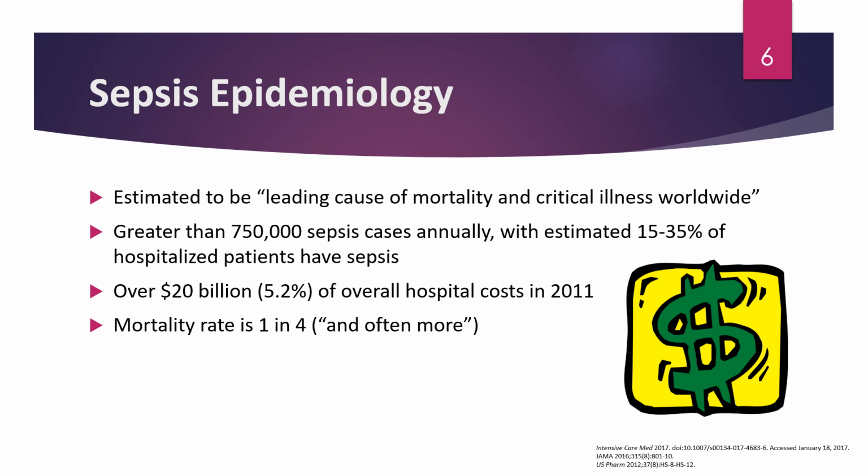It's said that the mortality rate for sepsis is 1 in 4, and sometimes often more. This will depend on the patient population at the hospitals. It'll also depend on the hospital's compliance with the bundles and the treatment modalities that we're going to talk about today, with sepsis and septic shock specifically.